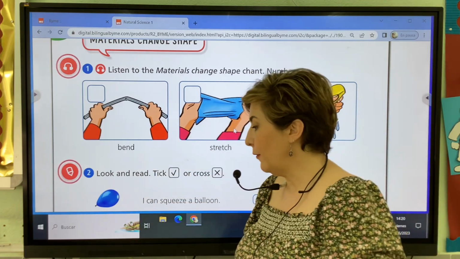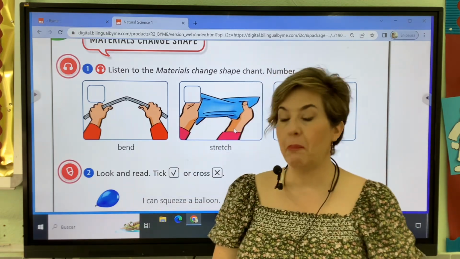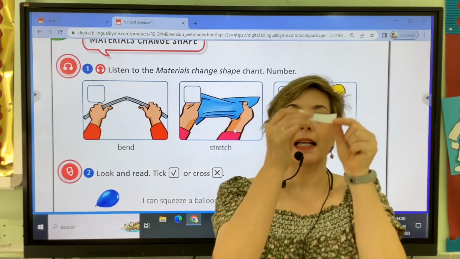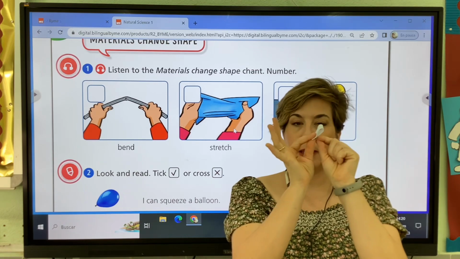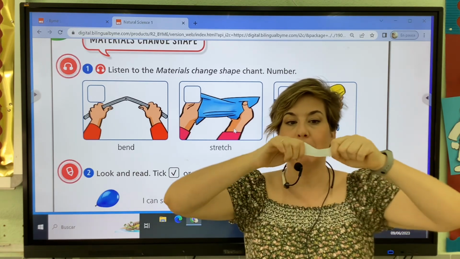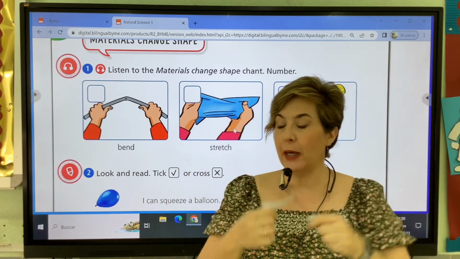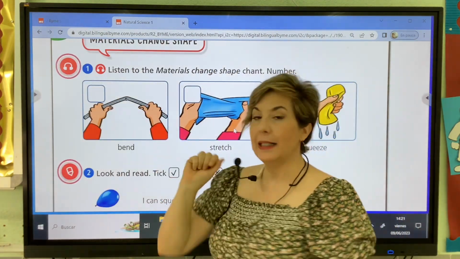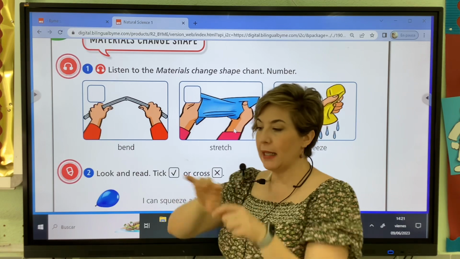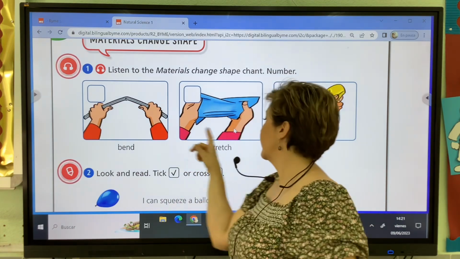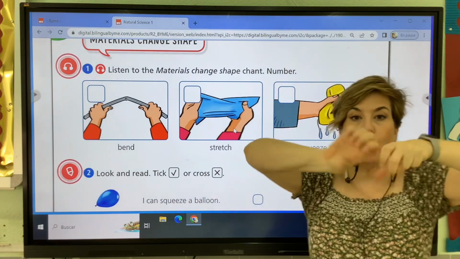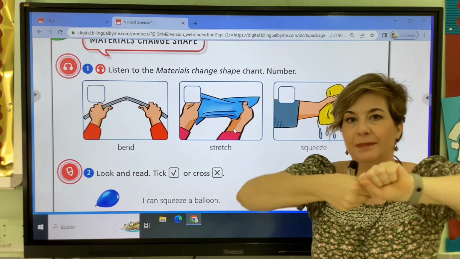If I have, for example, a paper, can I bend it? Yes, I can bend a paper. Can I stretch it? No, because I break it. Okay? Everybody, listen and repeat. Bend, stretch, squeeze. Very good.